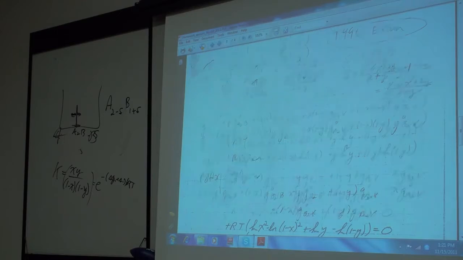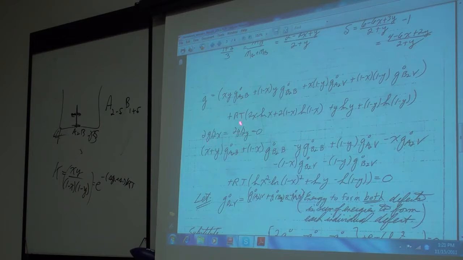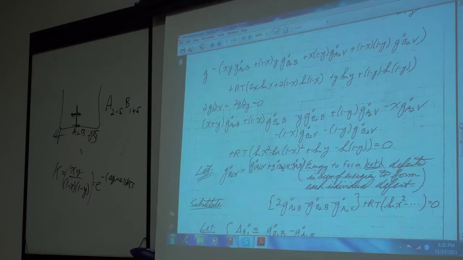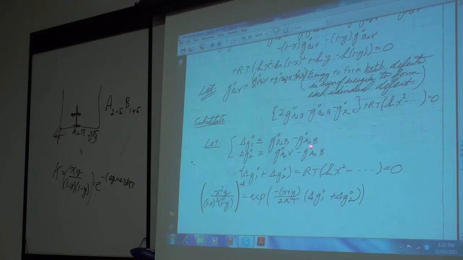To actually solve it, this is what FactSage does: this is your Gibbs energy expression, and FactSage finds the values of x and y which minimize the Gibbs energy. So dG/dx equals dG/dy equals zero. We let G naught of the double defect be the Gibbs energy of forming both defects, and we substitute that in. Let delta G naught one be the energy of forming one defect, delta G naught two be the energy of forming the other defect. We end up with x squared over y, 1 minus x squared, 1 minus y, being the exponent of that. It's the same as before, but you have the two here.